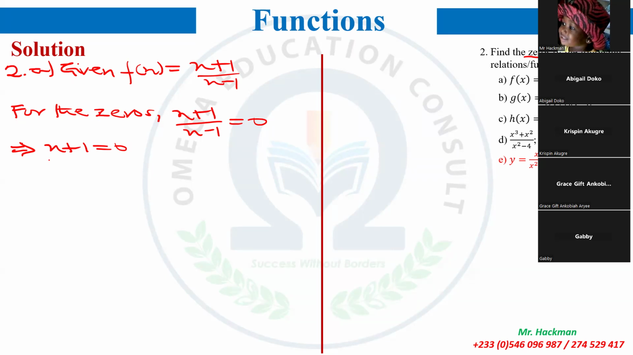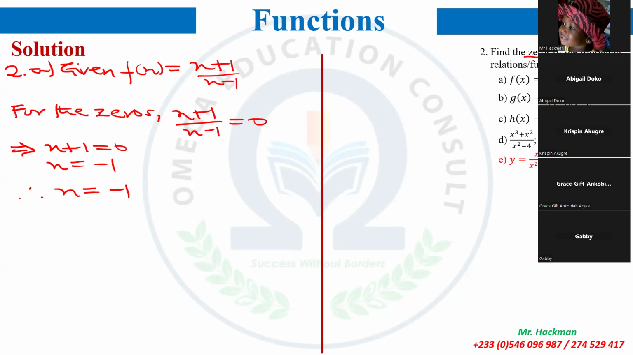So if you solve, we are going to get x to be equal to -1. So therefore, x is equal to -1. Meaning if x is equal to -1, the function here will be 0. And let's see, if x is equal to -1, I'm going to get -1 plus 1, which will give my numerator to be 0. Over, once my numerator is 0, irrespective of the value that I have in my denominator, the result will be 0.